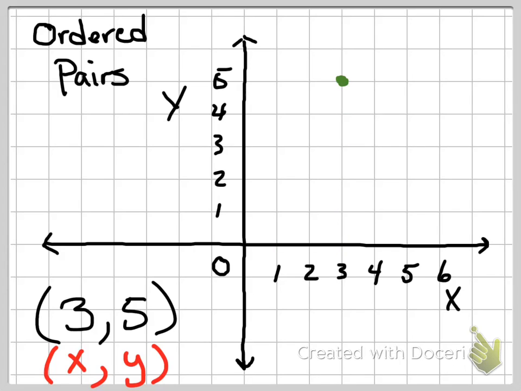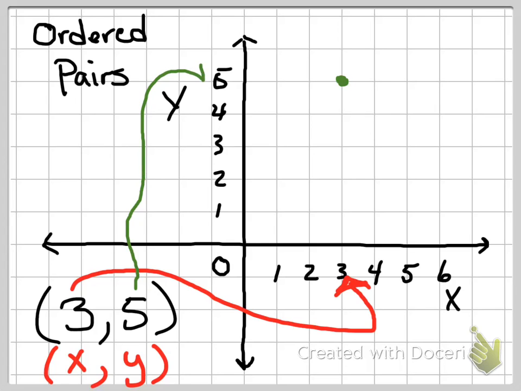So again, our coordinate pair represents first the place on the x-axis, and we said that was going to be, we're going to count over 3, and then we count up. The 5 represents our place on the y-axis, and then we will count up 5 to find our point on our coordinate plane. That's how we use ordered pairs in the coordinate plane.